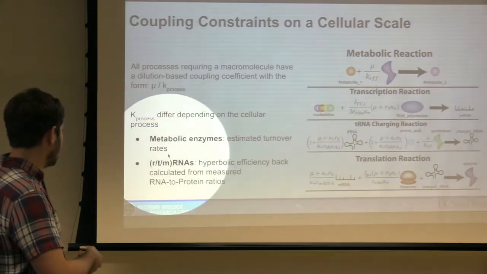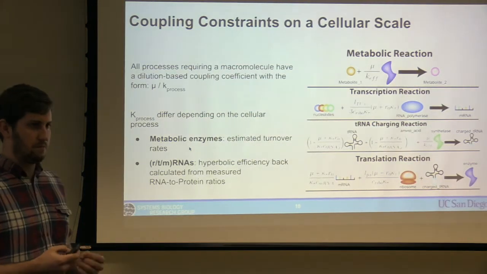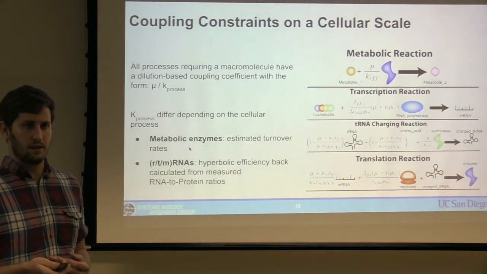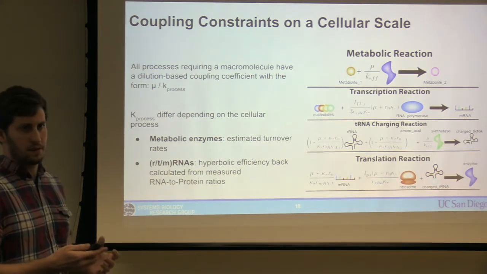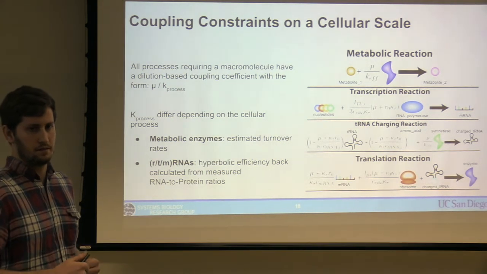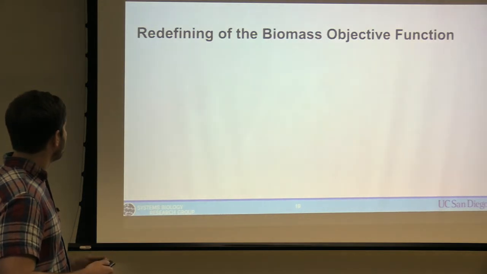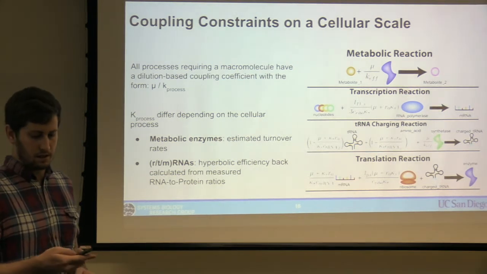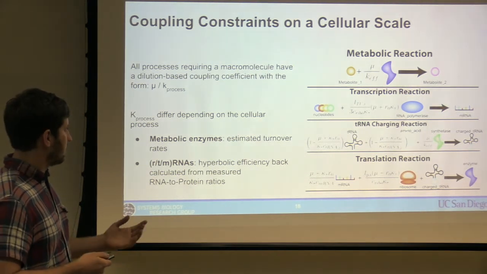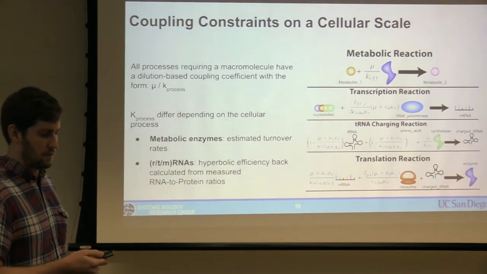And then for tRNAs, rRNAs, and mRNAs, this ends up being a hyperbolic efficiency term that's back calculated from that fundamental RNA to protein ratio that's growth rate dependent. So this basically covers most of the coupling constraints that we're going to see in the model, and these are actually going to be used to make up all the different ME model reactions.